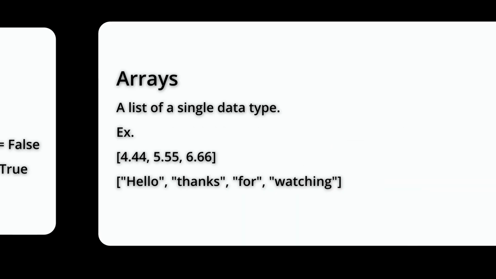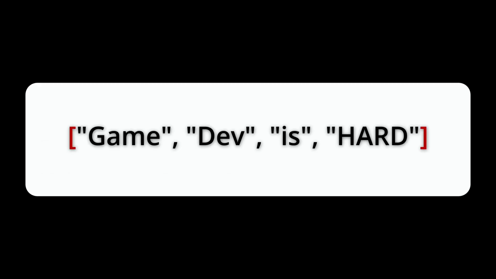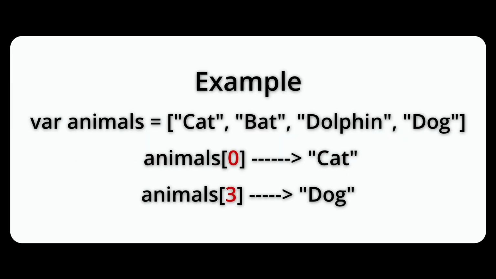An array is a list of values that are of the same data type, such as a list of float values, a list of strings, etc. They're represented with square brackets, and values are separated with a comma. You can get an item in an array through its index. Remember, the index starts at 0 and increases by 1 for each item in the array. The first word, cat, is at index 0, and the last item, dog, is at index 3.